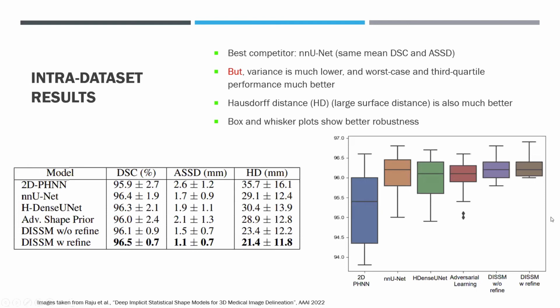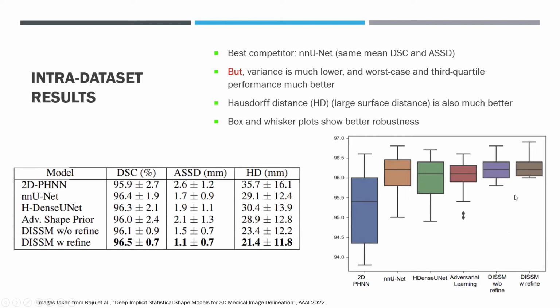Unsurprisingly here, the best competitor, which is the orange, is nnU-Net. And this just goes to show you how well engineered and made nnU-Net is and still is. But even though the mean and median performance is roughly the same as ours, which is the brown here, our approach has much lower variance, much better worst case performance.